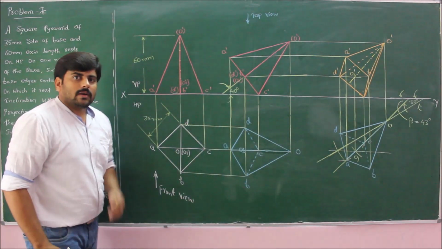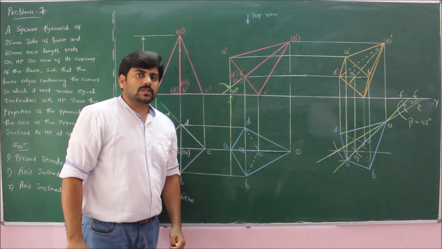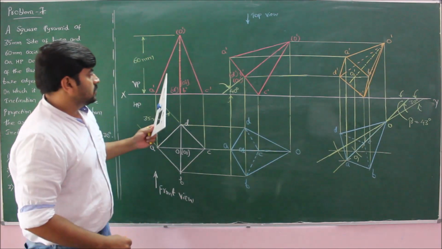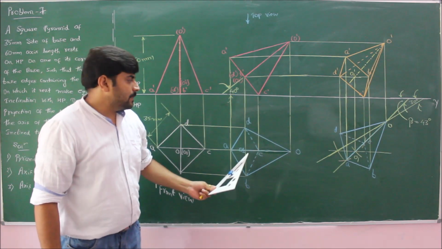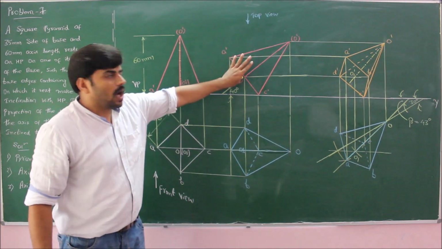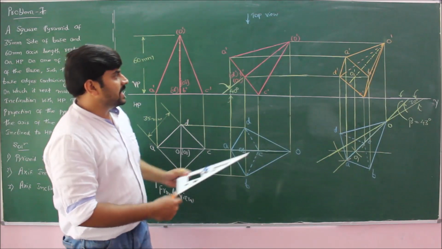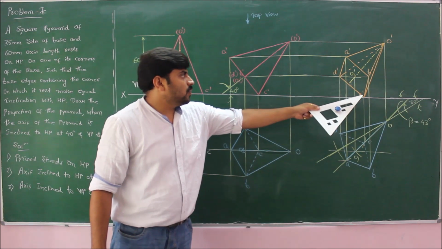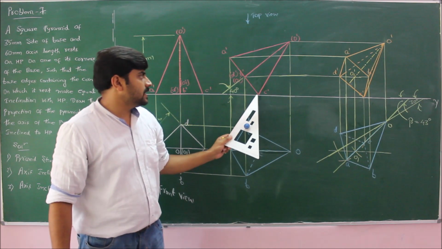So this completes our problem number 7, in which we have solved our first problem on projection of pyramids. And if you clearly observe, I have used same color for these two front views and same color for these two top views, which means that these two are similar in dimensions and these two are same in dimensions. As per the given question, the square based pyramid is resting on one of its base corner on HP. The corner is C prime, which can be seen here also.